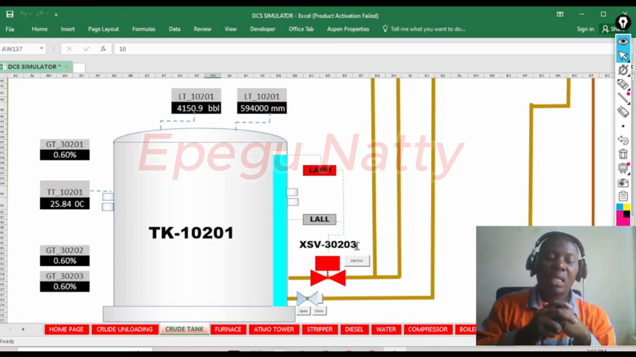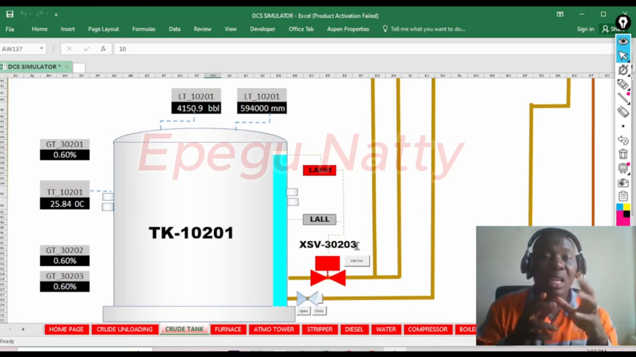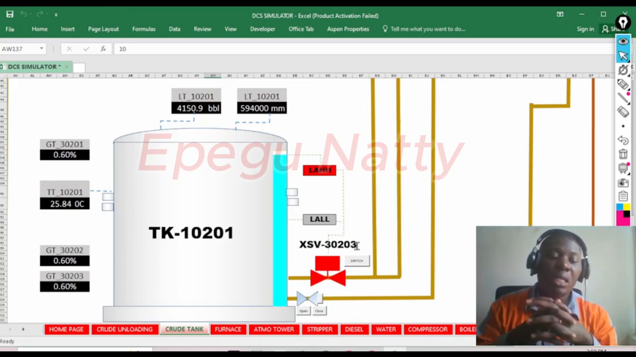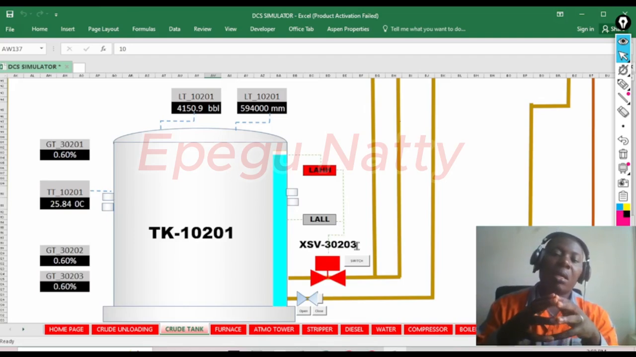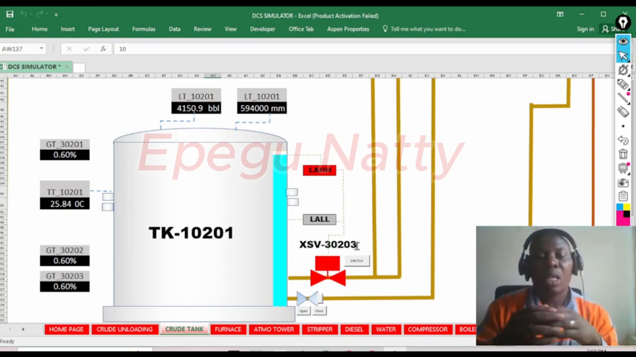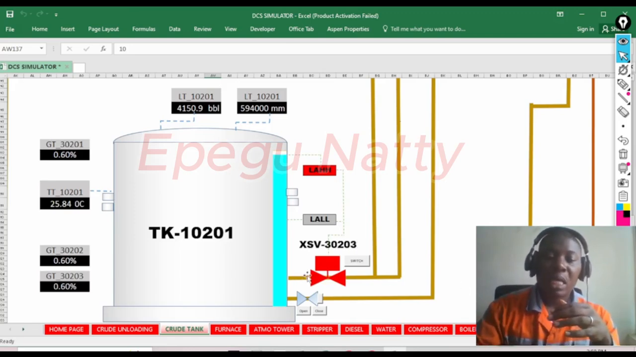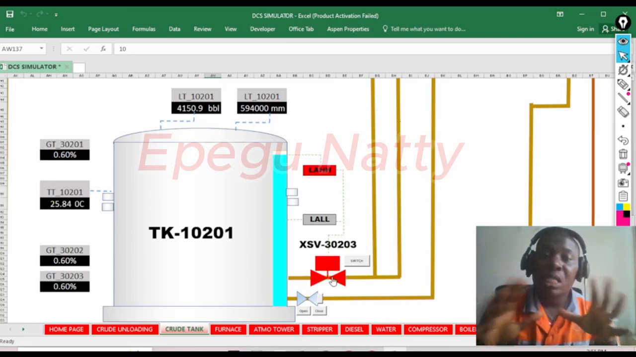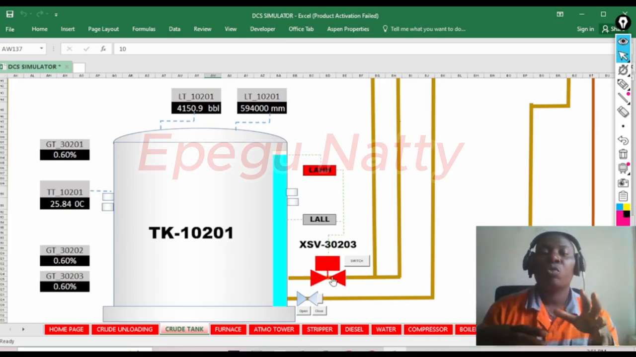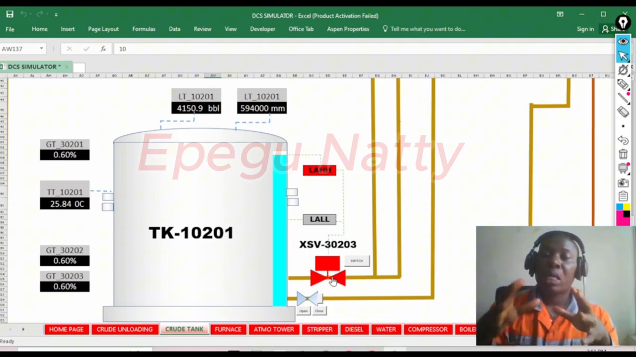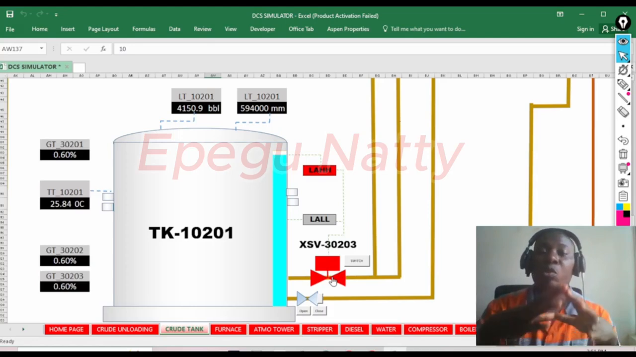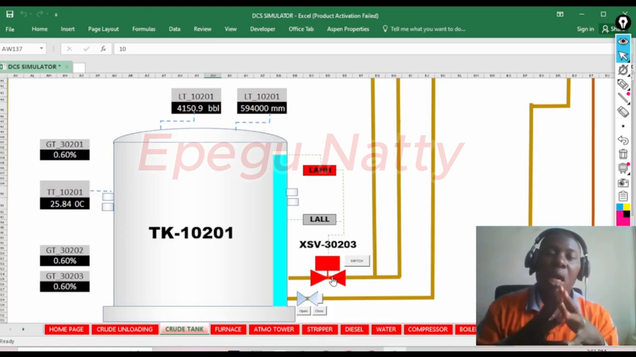The next scenario, number 2, is a spurious closure of the ESD. What I mean is that during the transfer, what if this our ESD closes, an inadvertent closure due to, let's say, air supply or electricity or other causes, but the valve just closes. What are we going to call it? Is it a SIF or not?